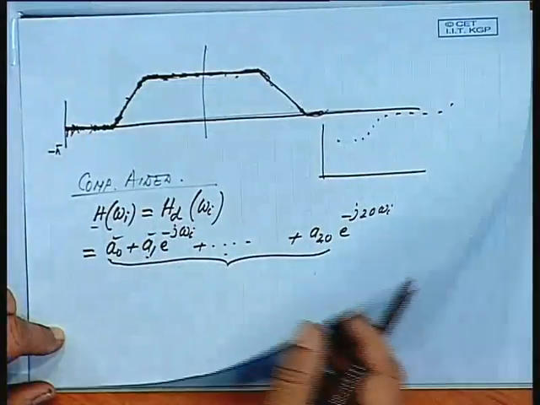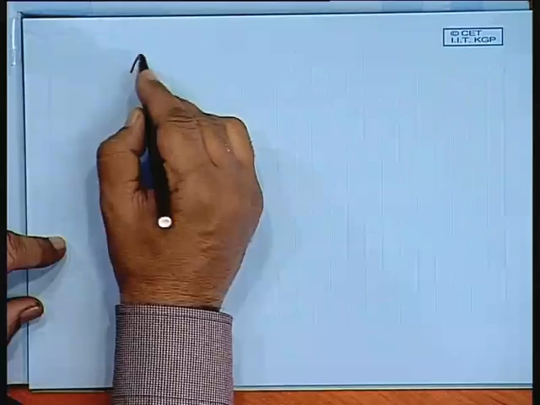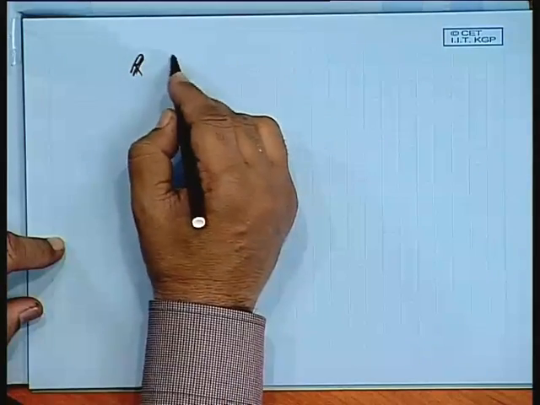So, how do you go about it? What would be these parameter values? Here we will digress a little and take up what is known as the recursive least square algorithm.